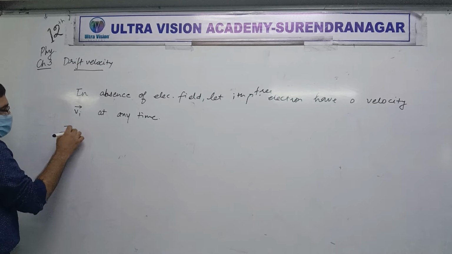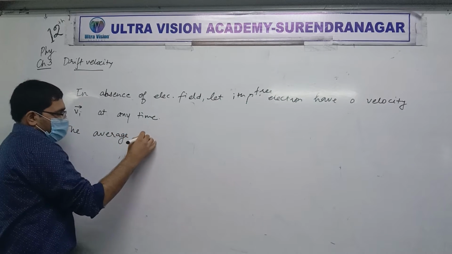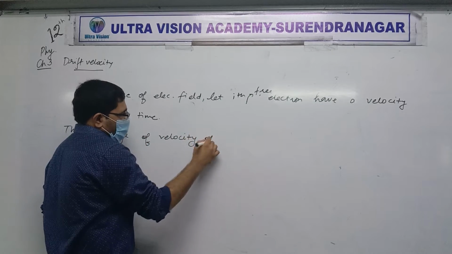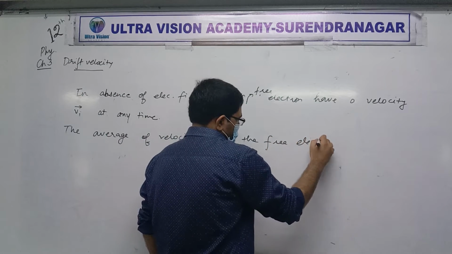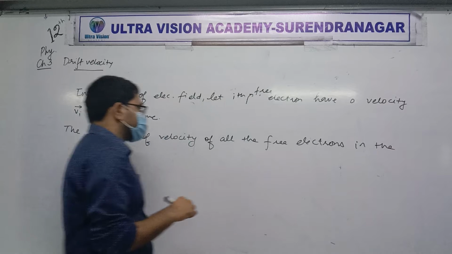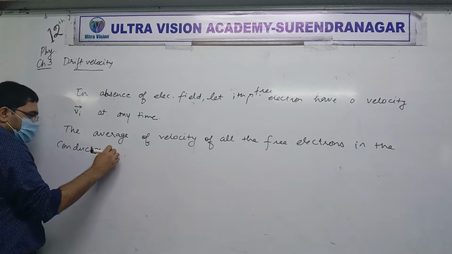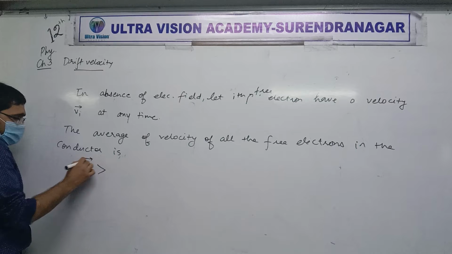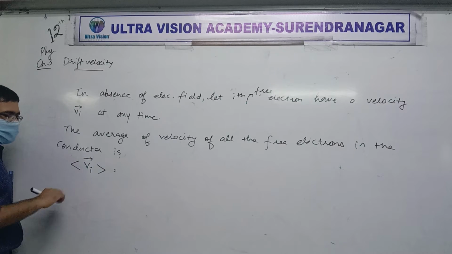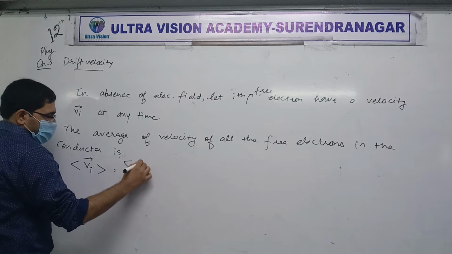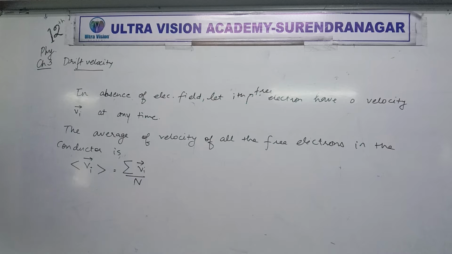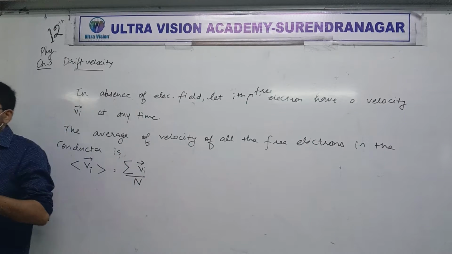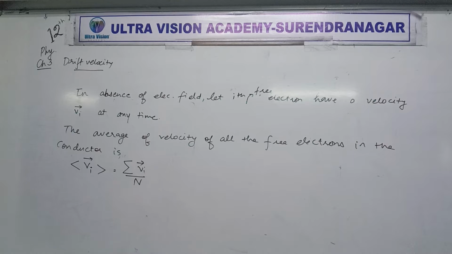Then I can say that the average of the velocity of all the free electrons in the metal or in the conductor is the average of Vi, which is going to be sigma Vi vector upon n. See, this is not average velocity, please do not get confused. This is the average of the velocity of all the free electrons. See the difference. We are not even finding the average velocity of one electron. We are finding the average over different electrons.